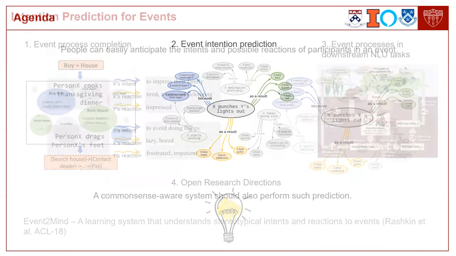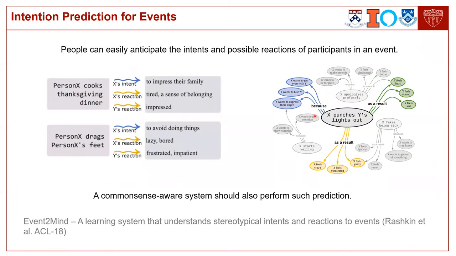Sure. Okay, so let's look at the event intention prediction problem. The motivation of this prediction problem is that people can easily anticipate the intents and possible reactions of participants in an event. For example, suppose we have this event, person X cooks Thanksgiving dinner. We may easily guess that the intent of person X could be that he or she wants to impress their family. And the reaction could be person X gets tired, but still gets a sense of belonging. And at the same time, the reaction of the family will be they are impressed, right? So similar to human behavior, we would also expect that if we develop a system which is eventually common sense aware, the system should also perform this kind of inference, definitely, right?